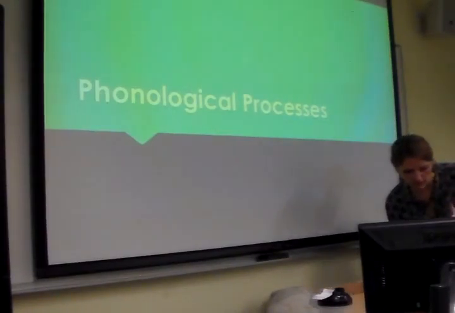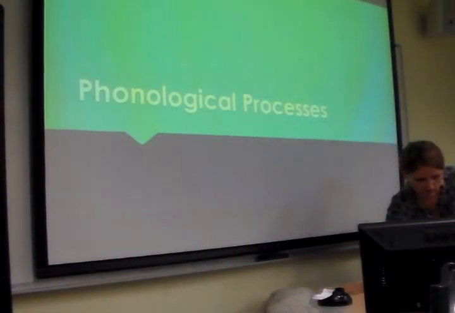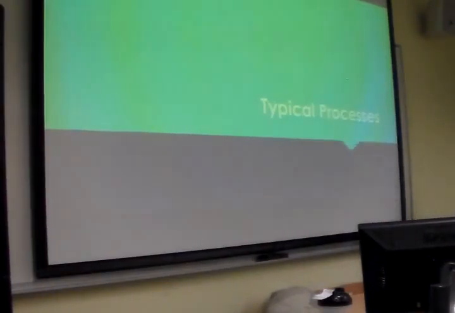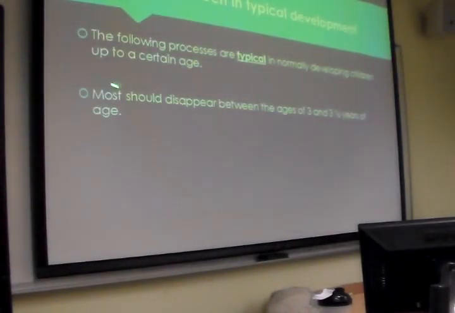I don't actually think we'll get, what time is it? 7:05. We may or may not get to the atypical ones, so we'll see. So these are the typical processes. What I mean by that is these are the processes following a typical trajectory of development. So these are things we would see in an average, typically developing young child.